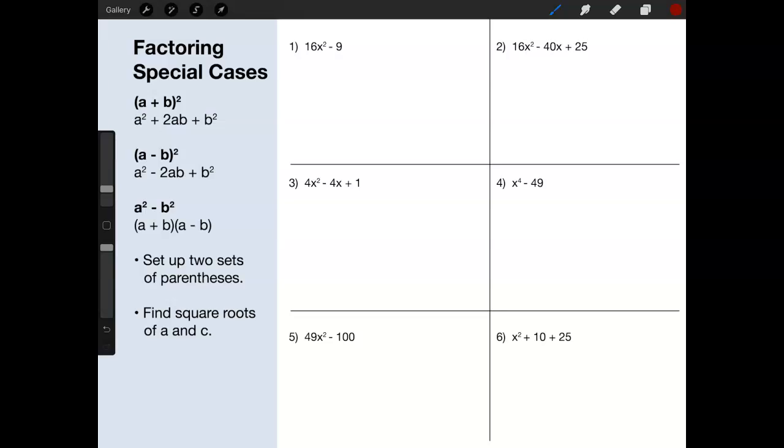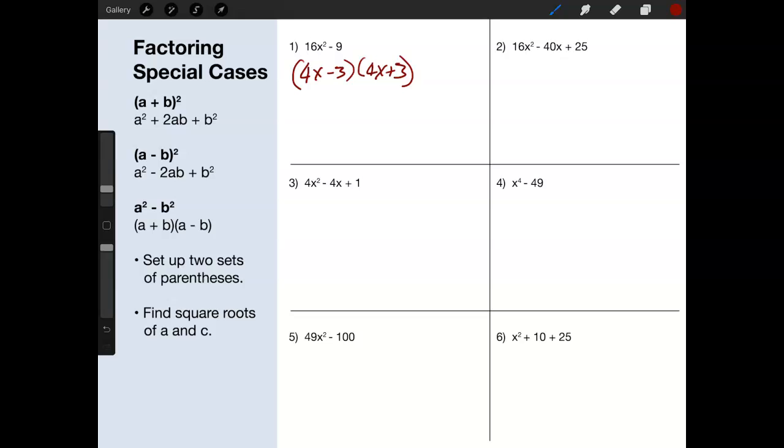For number 1, we have 16x squared minus 9. So look at this as the difference of squares, so we're going to go with option number 3. The square root of 16 is 4. The square root of x squared is x. The square root of 9 is 3. And it will be 4x plus 3, times 4x minus 3.